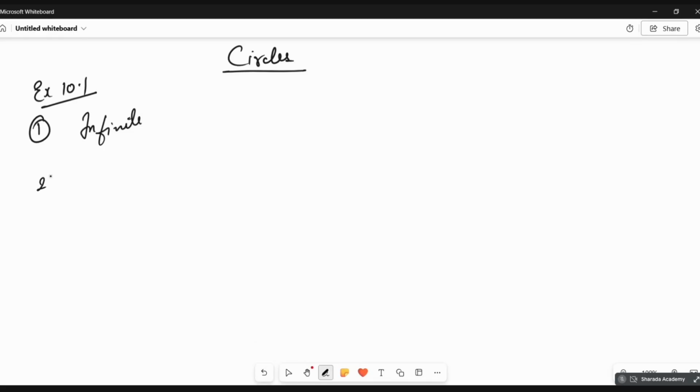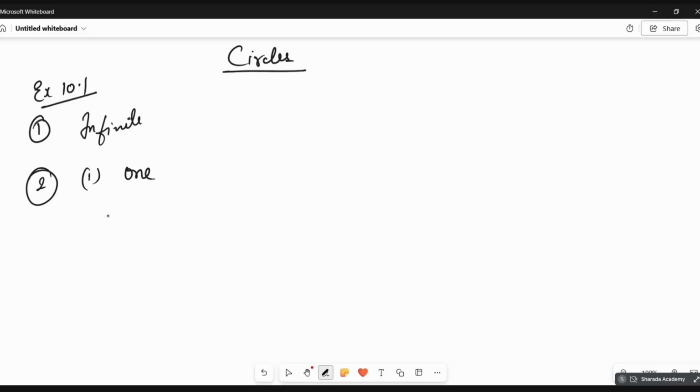Okay. So exercise 10.1, circles. Now second one, filling the blanks. A tangent to a circle intersects it in dash points. How many points? 1 point. So we call it a tangent when it intersects the circle at only 1 point.